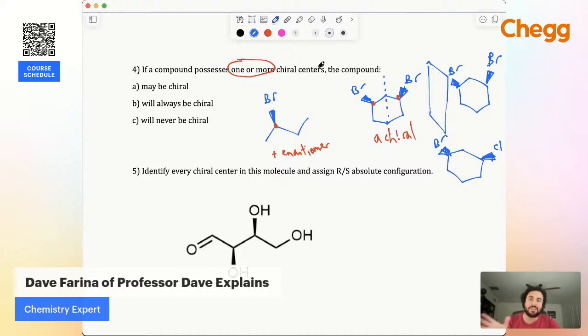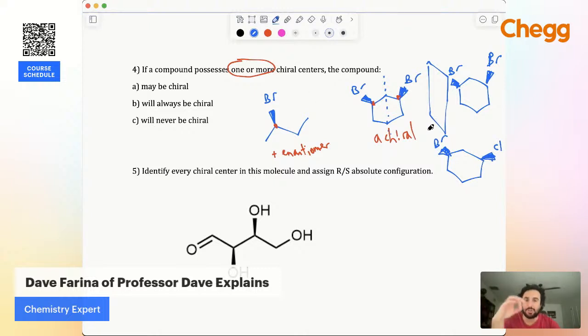So this question is a little bit tricky because it says one or more, right? And what we need to understand is if there is one chiral center, it must be chiral. If there are two or more chiral centers, it may or may not be chiral, depending on elements of internal symmetry. So if you have two or more chiral centers, you got to check, is there a plane of symmetry? Is it a meso compound? There's another thing we'll look at later called an inversion center. If we have time, it's towards the end.